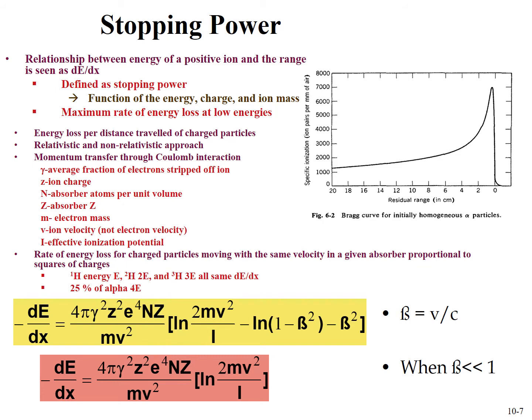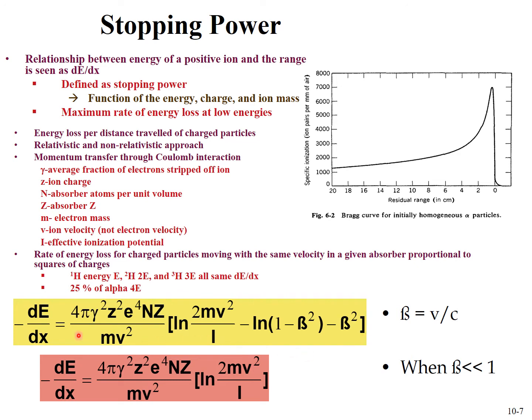So if there's a proton of energy, for deuterium, it'd be twice that energy, tritium 3 times that energy. All would have the same energy loss as a function of distance. And it would be 25% of the alpha at 4 times the energy because of the mass differences. And the fundamental equations describing the energy loss as a function of distance are shown here.